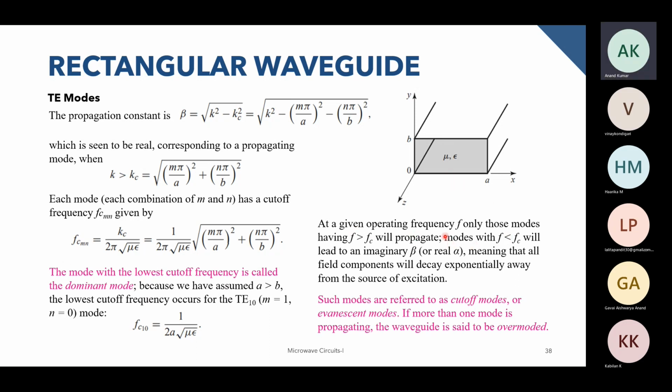Again, it is written in the text over here that at a given operating frequency f, only those modes having a frequency greater than the cutoff frequency will propagate. Modes with frequency less than the cutoff frequency will lead to an imaginary beta or a real alpha, meaning that all the field components will decay exponentially away from the source of excitation. So if you give a source which has a frequency less than the cutoff frequency, it will die away immediately. So it will not propagate.